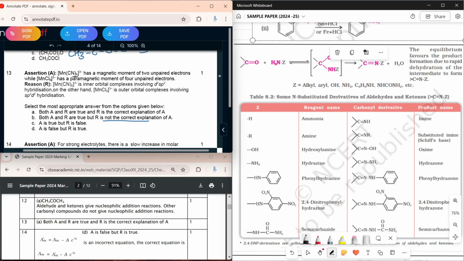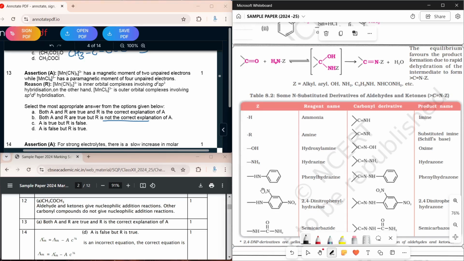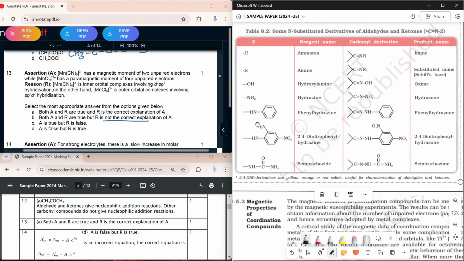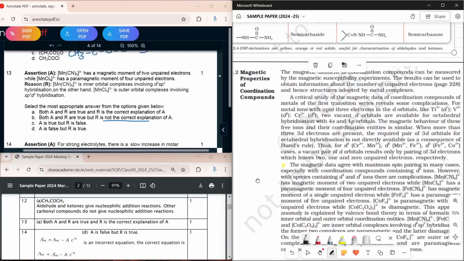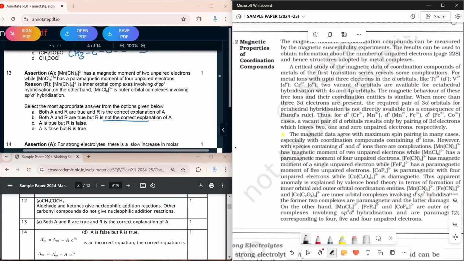So the question over here is, they've given us a complex. It has a magnetic moment of 2 unpaired electrons, while this complex has a paramagnetic moment of 4 unpaired electrons. And the reason is that one is an inner orbital complex, and the other one is an outer orbital complex. So this is from the chapter coordination chemistry, from the topic magnetic properties of coordination compounds, and this is actually an example which is discussed over here.